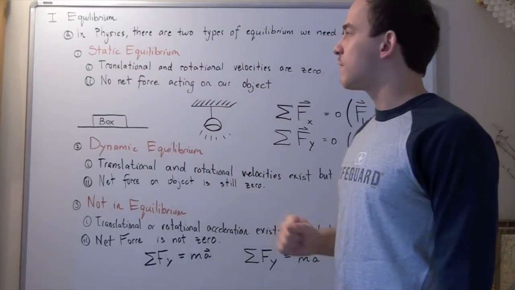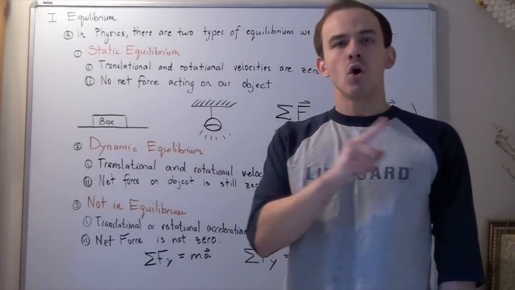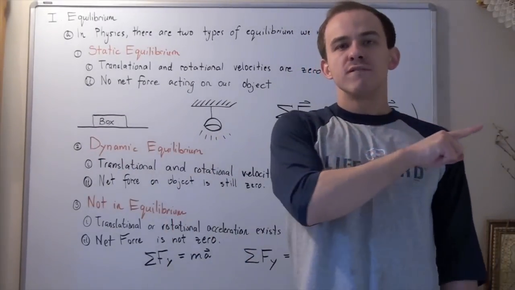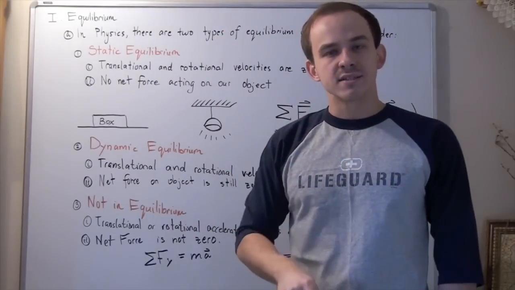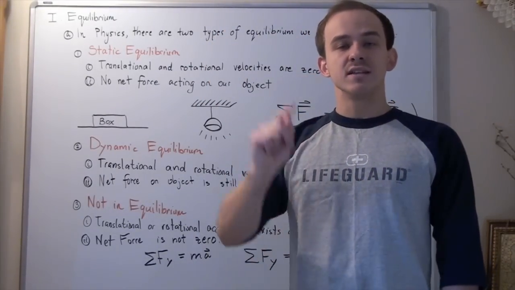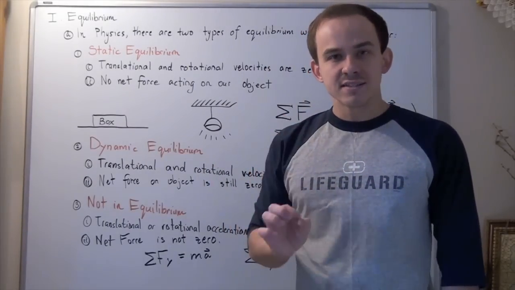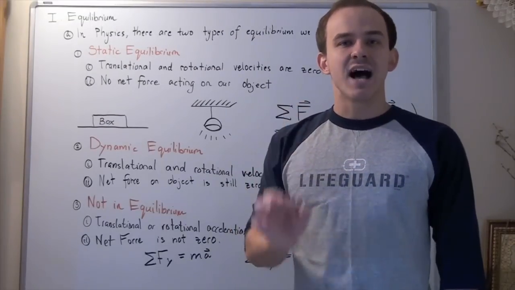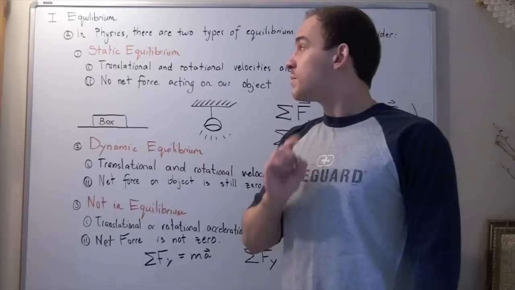So let's go to the first one. Translational velocity simply means velocity along some axis. That means our object has no velocity along the x-axis, no velocity along the y-axis, no velocity along the z-axis, and in fact no velocity along any other axis in between. So our object's velocity along any straight line is zero, and that means our object is not accelerating. Its acceleration is in fact zero.